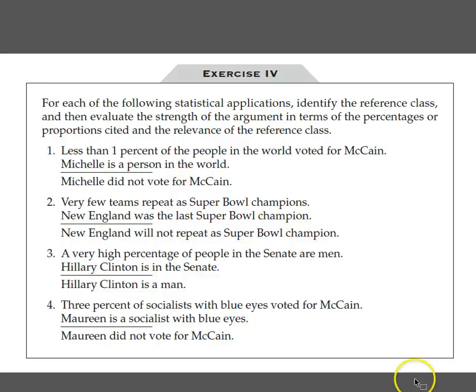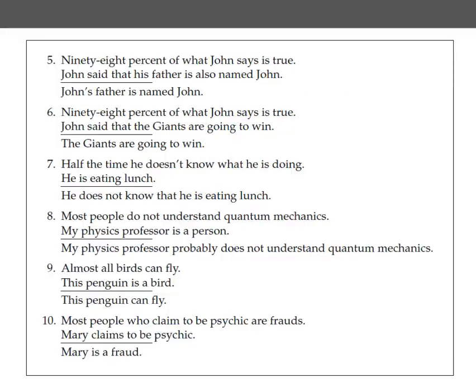Comparison between 5 and 6 from this exercise. Oh, yeah. This is a good one. Okay. So the reference class in both of these is Stuff John Says. What's different is the subset. So in 5, what John said is that his father's also named John. So the subset would be that moment when John said that his father's also named John. And in 6, it's when John said that the Giants are going to win.